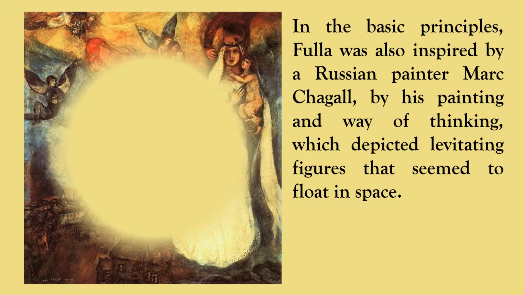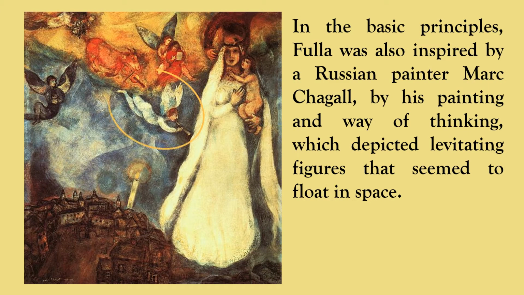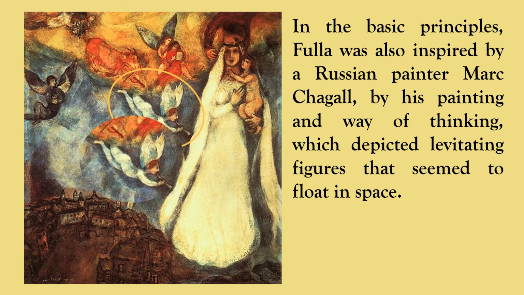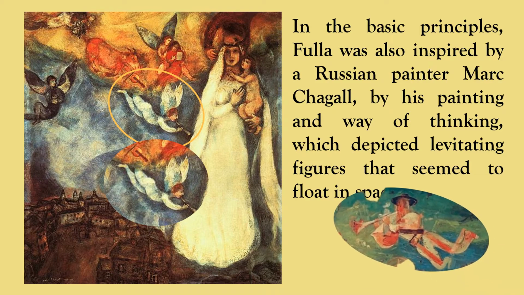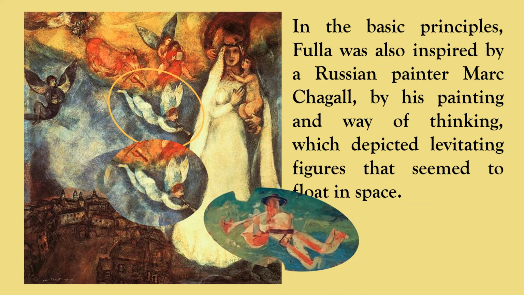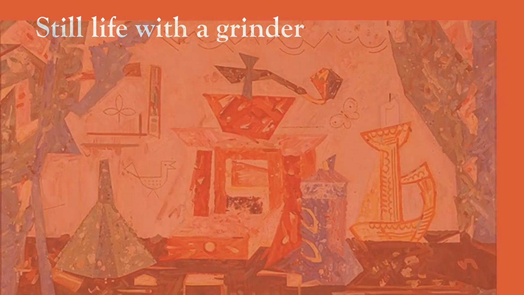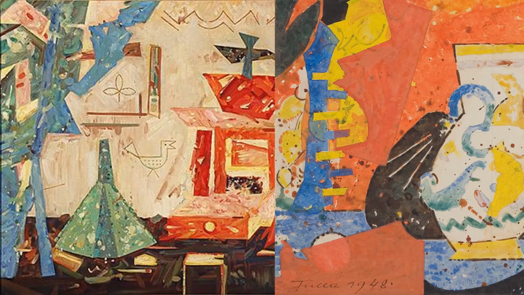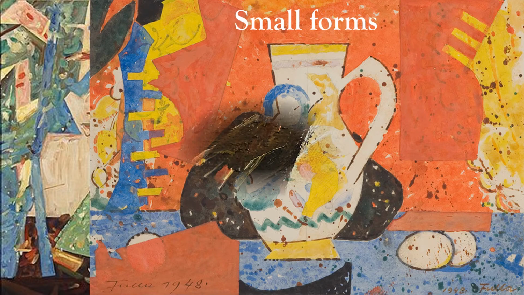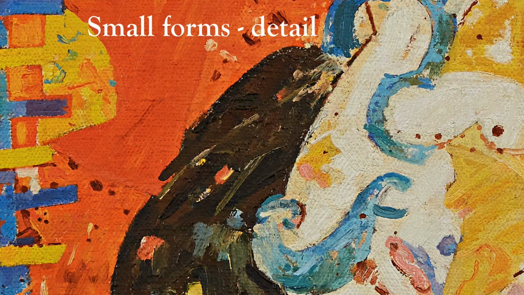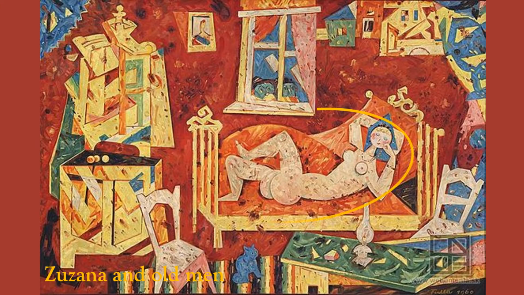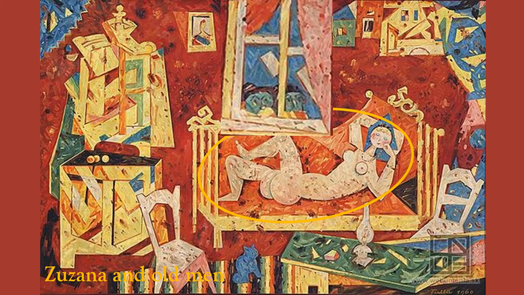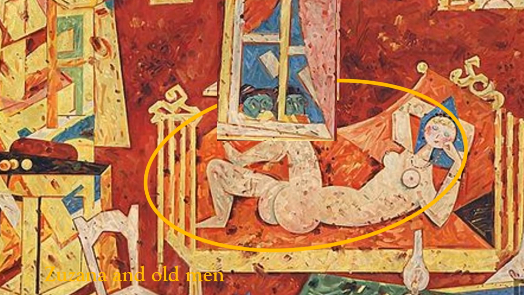In the basic principles, Fulla was also inspired by the Russian painter Marc Chagall, by his painting and way of thinking, which depicted levitating figures that seemed to float in space. In the second half of the 1950s, Fulla discovered new motifs: still life, studio and nude. By lightening shapes and figures, ordinary characters become creatures of bright beauty, bright red colors symbolizing life and love.